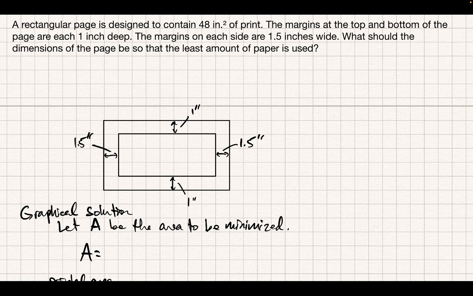Okay, everybody, in your notes, I want you to find an equation for the area. You need one more piece of information. Let's call this X. We'll call this Y. This is the printable area. It's the area that the printing would go on, not including the margins. So here's our printable area. Here's our margin.